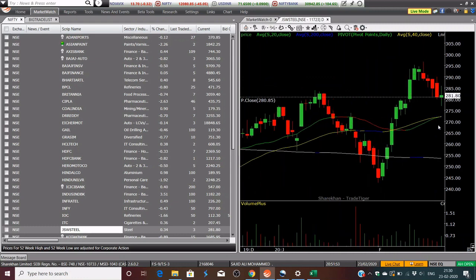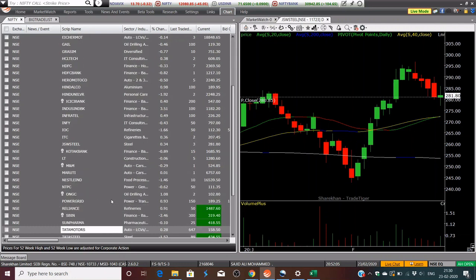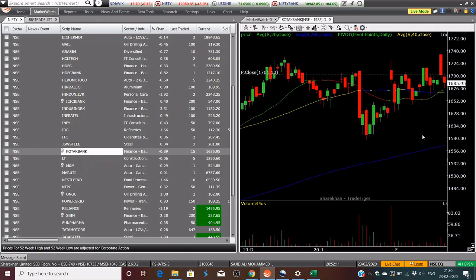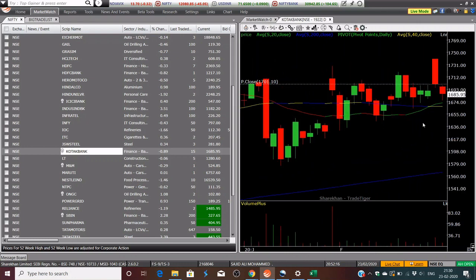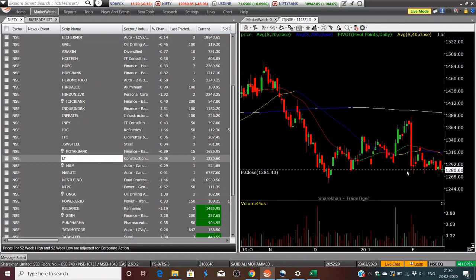JSW Steel, you can buy if any candle crosses above this, or it can come back into this zone here. JSW Steel, then we have to go for Kotak Bank. Kotak Bank, not in a good shape actually. It can stay here for some time, the sideways zone. Then L&T is in a zone of support, so be watchful of this.